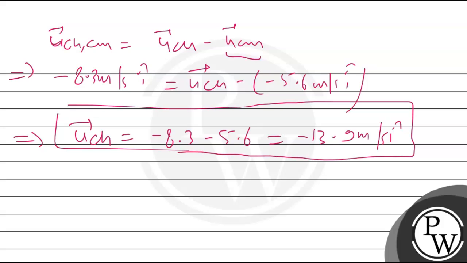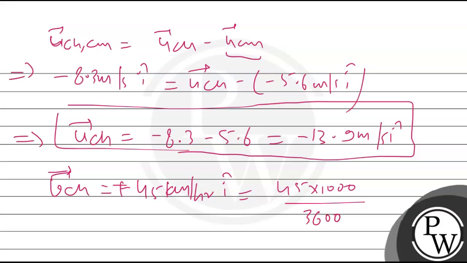Now let us write the final velocity of the cheetah. The final velocity of the cheetah is given as 45 km per hour, and after the cheetah takes the turn, it moves in the eastward direction, so we write it as positive i cap. Now let us convert it into meter per second: 45 into 1000 upon 3600. So the final velocity of the cheetah after it takes the turn becomes 12.5 meter per second i cap.